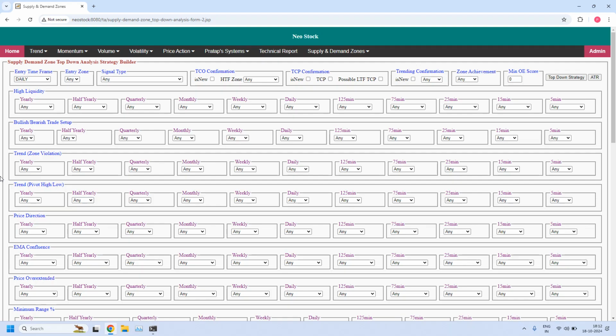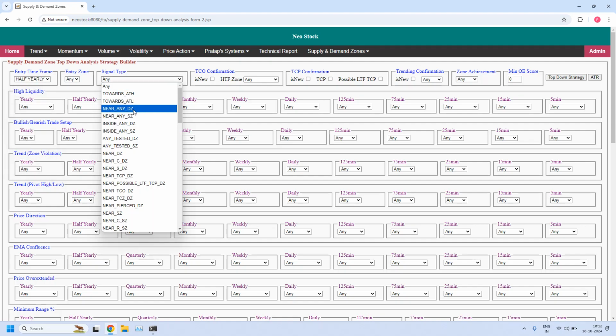In this video, I'm going to generate different supply demand zone reports useful to the premium subscribers. First, let us start with finding the stocks near demand and supply zones for different time frames, starting from half yearly. For half yearly time frame, let us find the stocks near half yearly demand zone.